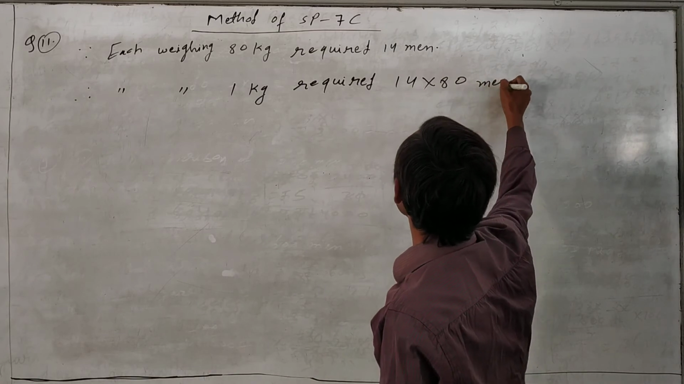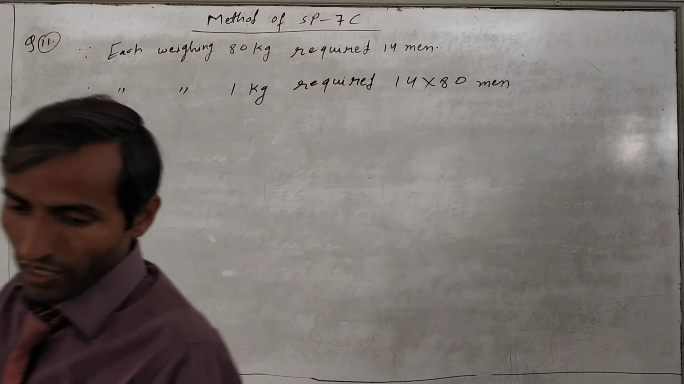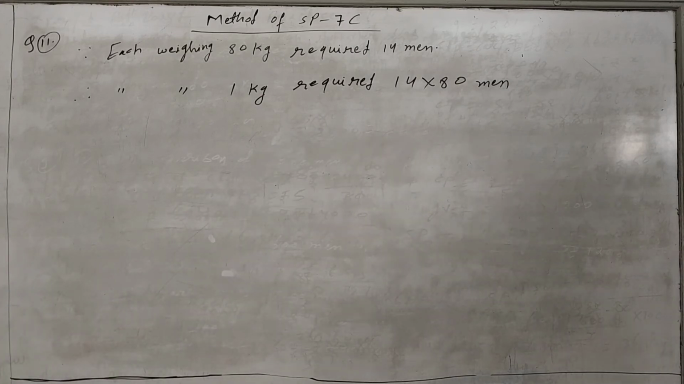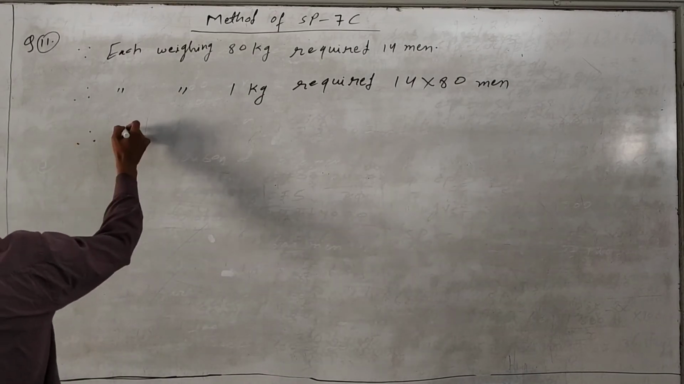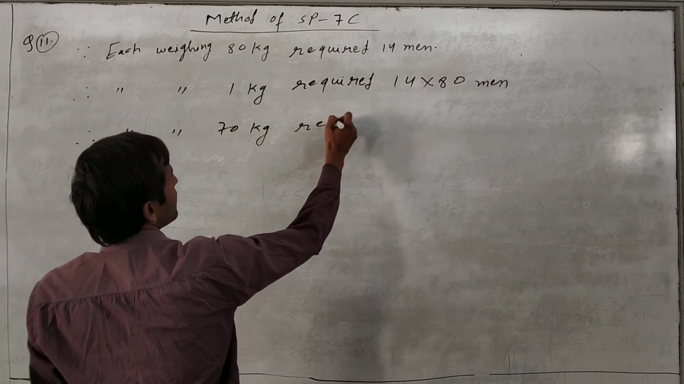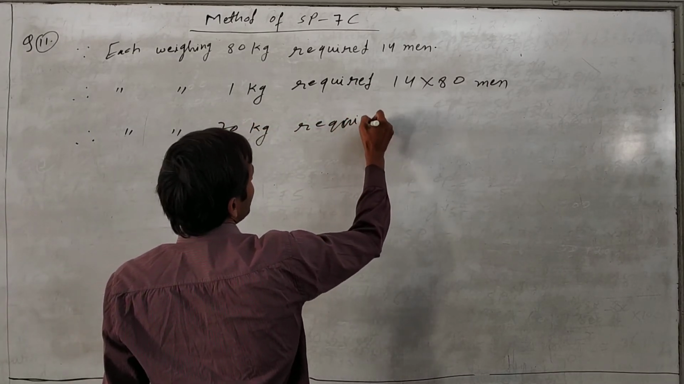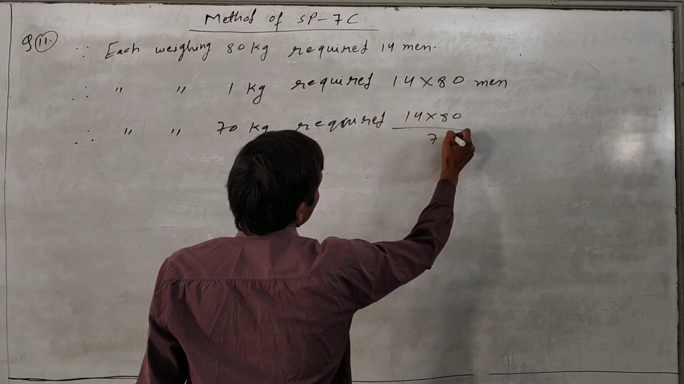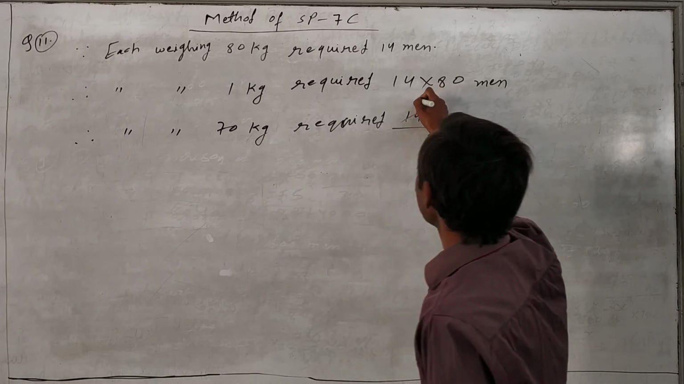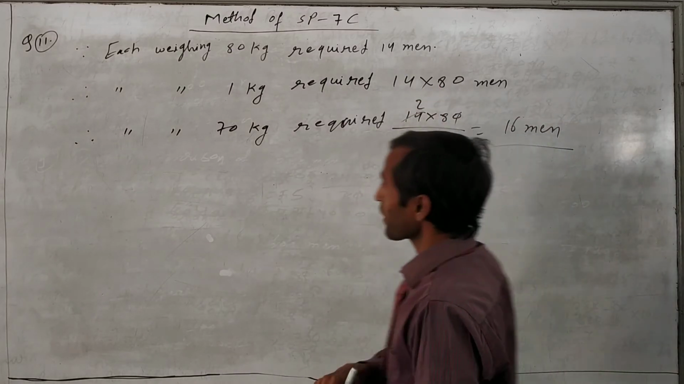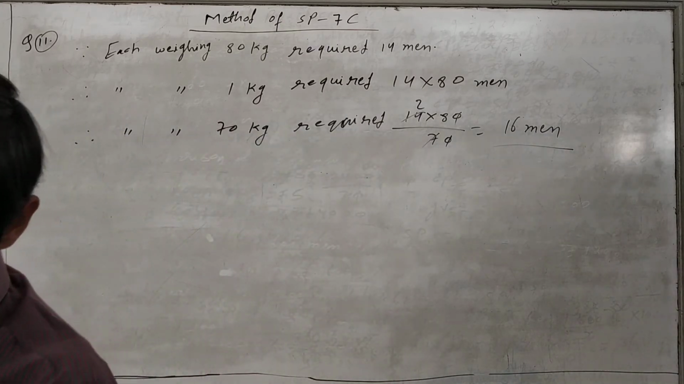This much men. Now we have to find if each person weighs 70 kg. So it will take fewer people, so we will divide. 70 kg requires fewer people, so in this case we have to divide. So 14 into 80 upon 70. 0 will cancel. Now we will cancel by 2. So 8 twos are 16 men. This is the final answer. Okay, so the 11th question is finished.